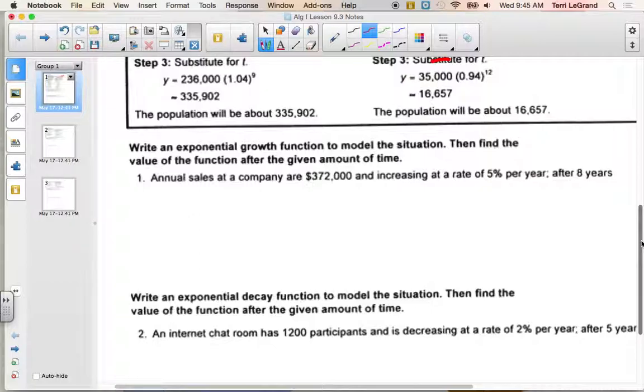So would you write that right here? Write an exponential growth function to model the situation. You're only going to replace the a and the r. That's the only thing you're going to replace, and then you will still have that y equals, you will have a value there for a. You'll still have in your parentheses 1 plus, but you're going to put something in for r, and then it's going to be taken to the t power. And the only thing you're going to do is add the r and the 1 together, just to clean it up a little bit. Then you're going to use it to find the value of the function after the given amount of time.